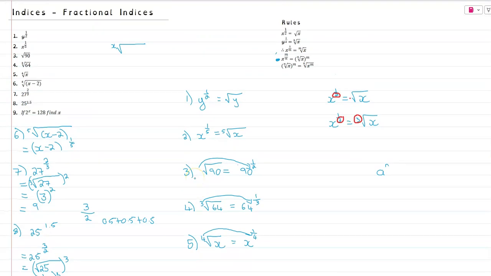Now, again, like I said, this looks confusing. This over here looks really confusing. But if you follow the rules, just like they've been pointed out, then you will be able to solve these equations.